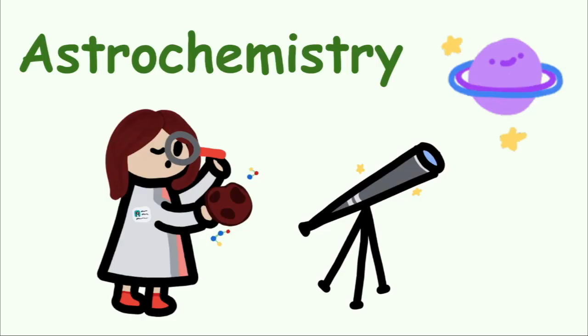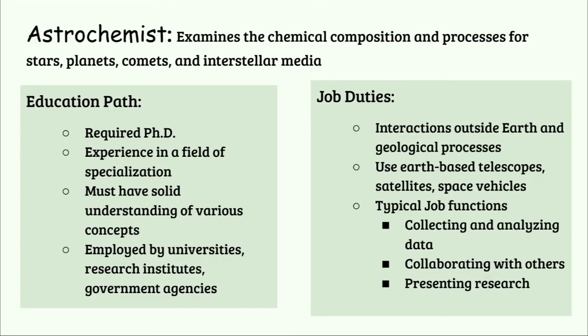The field of astrochemistry. As an astrochemist, you would examine the chemical composition and processes for stars, planets, comets, and interstellar media. To become an astrochemist, you would require a PhD and experience in a field of specialization such as geoscience or chemical biology. You must also have a solid understanding of various concepts like chemistry and astronomical processes.